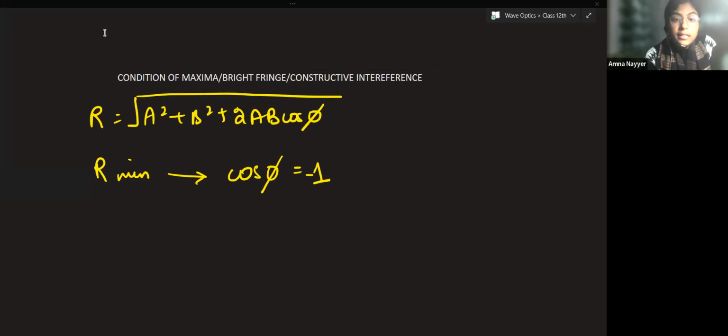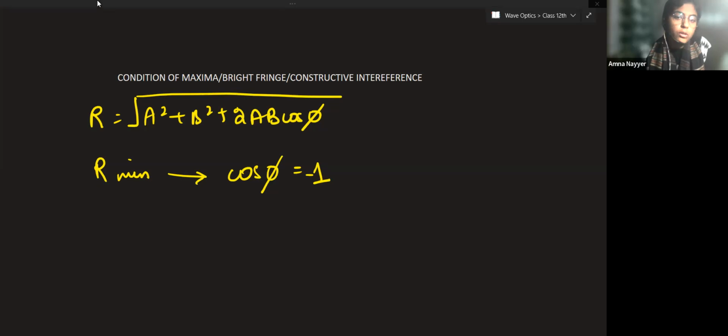So what are the conditions? Theoretically we had seen that the central one will be bright. On the sides you will have dark, then on the sides you will have bright, and on the other sides you will have dark. Mathematically, how will you use it in your equations, in your numericals?